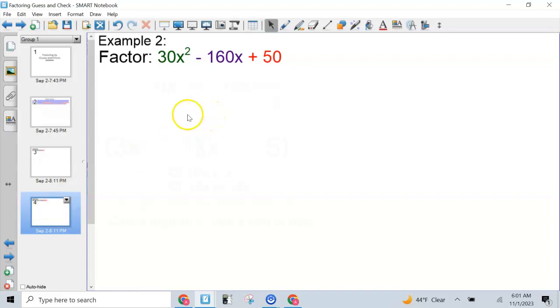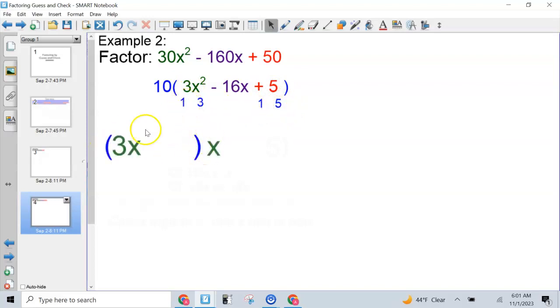Big numbers, so don't forget, you need to do GCF first. I pull out a 10. What's left is 3x squared minus 16x plus 5. Easy numbers. 3 is prime, 1 and 3. 5 is prime, 1 and 5. So I'm in my 2 parentheses. I'll guess the first, 3x and x. I'll guess the last, 1 and 5.